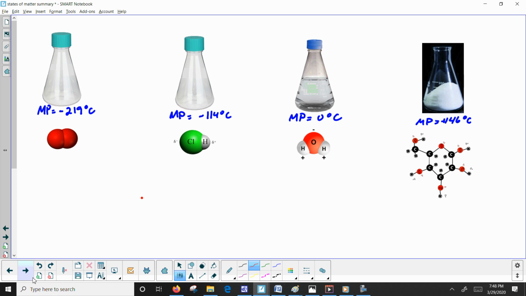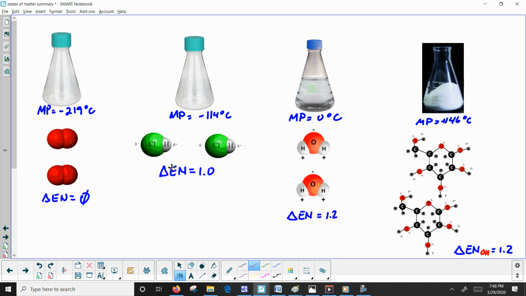Why is that? Well, we have to look at the intermolecular forces between molecules. That determines the state. So for example, if I look at oxygen, there's no difference in electronegativity. We have a perfectly nonpolar bond, so it's very, very low attraction. In fact, there's just a little bit of London dispersion, and that accounts for the super low melting point of minus 219 degrees Celsius.